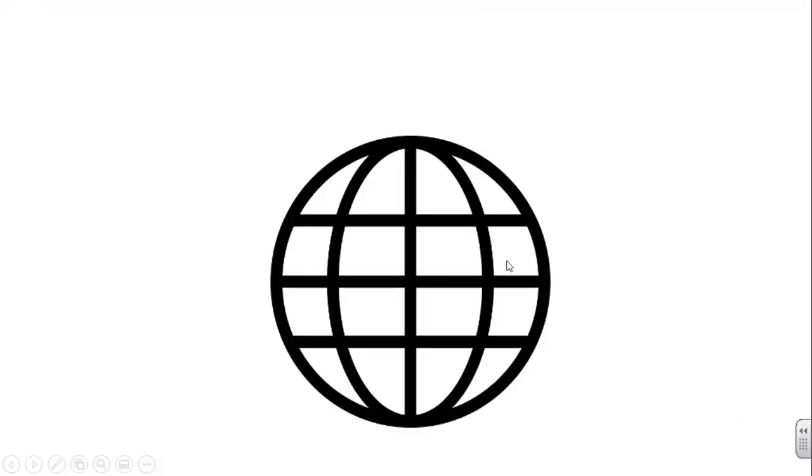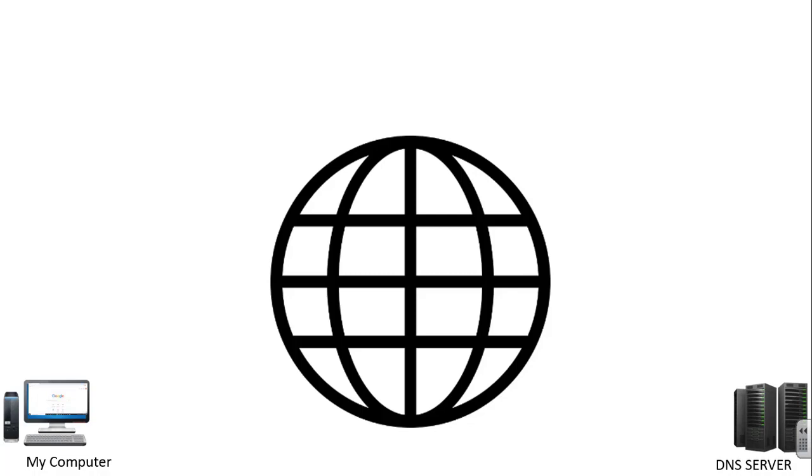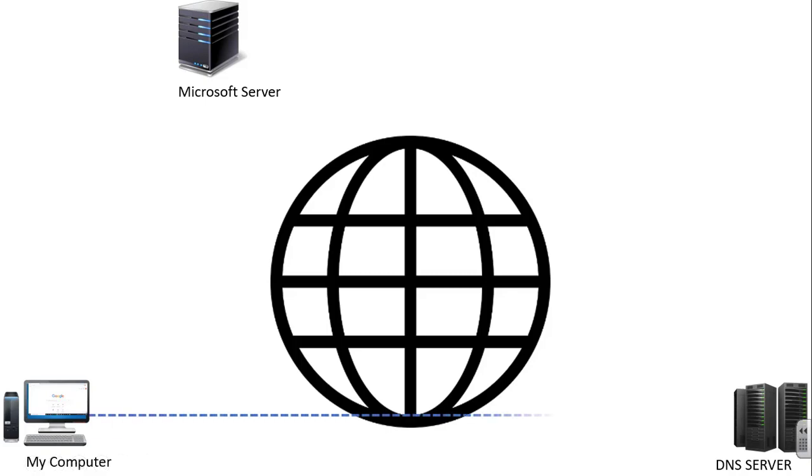Let's look at this. This is internet and this is my computer. This is DNS server and this is the Microsoft server. We want some information from Microsoft server. So we want to access that information from the Microsoft site. In my computer, in the browser we have written Microsoft.com. My browser will take this particular domain name to DNS server.